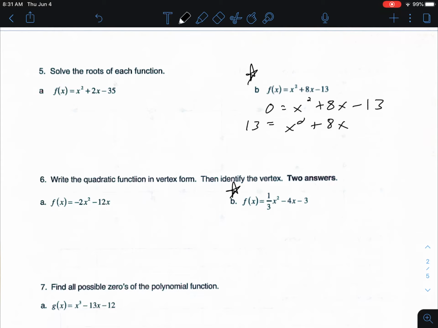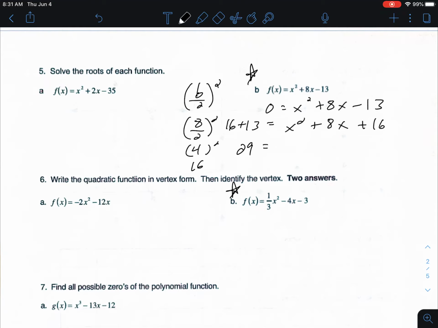And then we have to make that a perfect square trinomial. So you're going to take your b divided by 2 and square it. In this case, that's 8 divided by 2, which is 4, squared is 16. So you're going to add 16 there. You also have to add 16 to the other side.